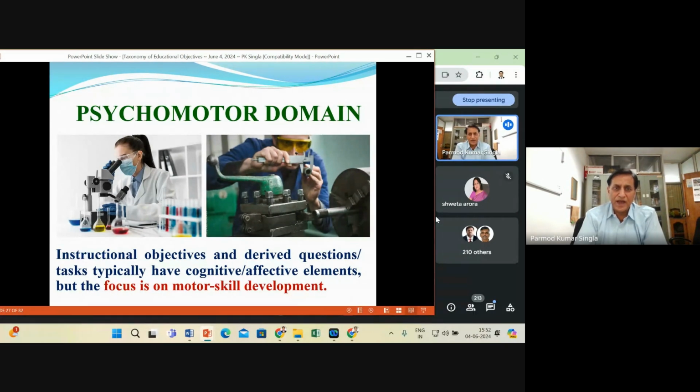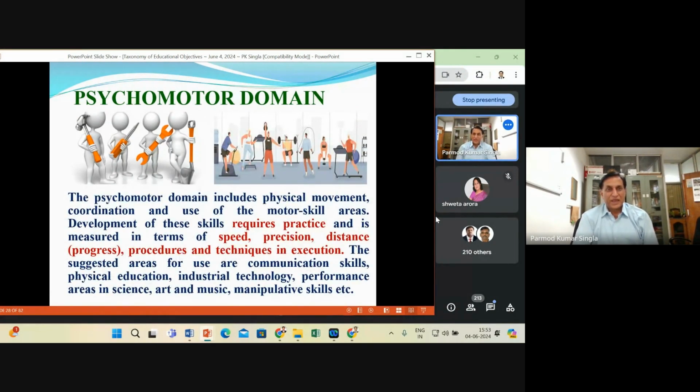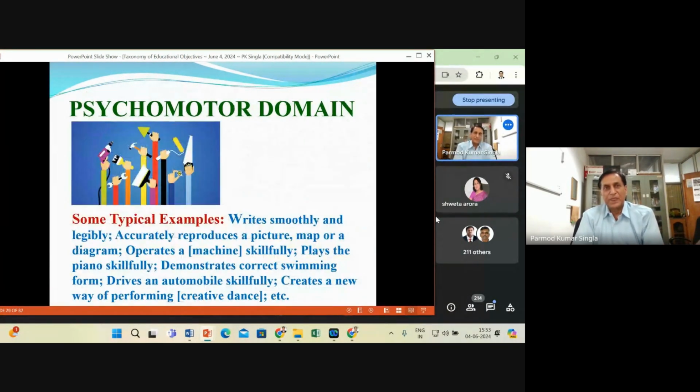Now, the psychomotor domain, as I mentioned, is doing things: instructional objectives and derived questions. Tasks typically have cognitive and affective elements, but the focus is on developing the motor skills. The psychomotor domain includes physical movement, coordination, and use of motor skill areas. Your body, like different parts of the body. Development of these skills requires practice and is measured in terms of speed, precision, distance, progress, and of course procedures and techniques.